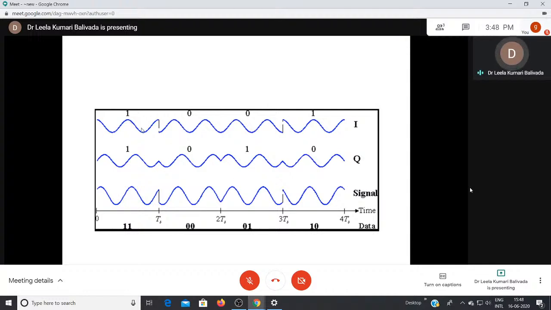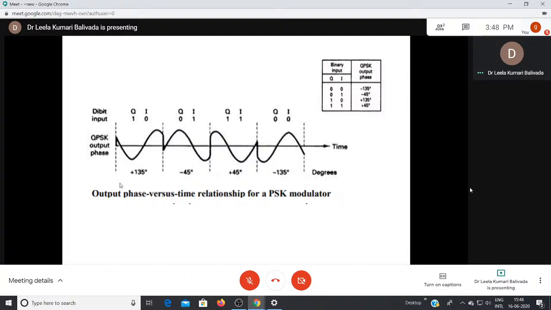This signal indicates the I channel bits, and this one represents the Q channel bits. But in QPSK, we transmit the signals as a group of 2 bits, like 11, 00, 01, 10, which are represented by signals with different phases. Suppose you want to transmit 10 01 11 00. 10 is phase shifted by plus 135 degrees, so here it starts from here and ends at this point. Next, 01 is with minus 45 degrees, so here it starts with minus 45 degrees.